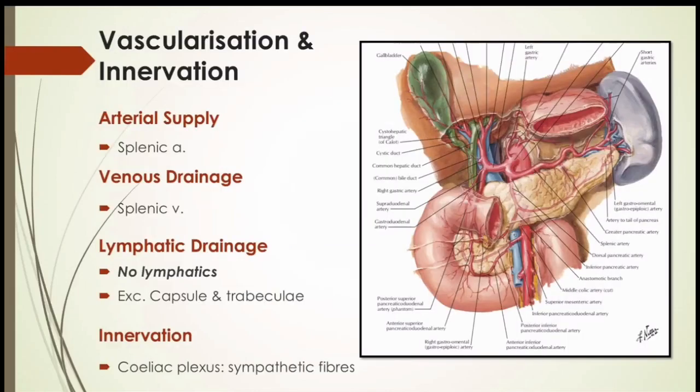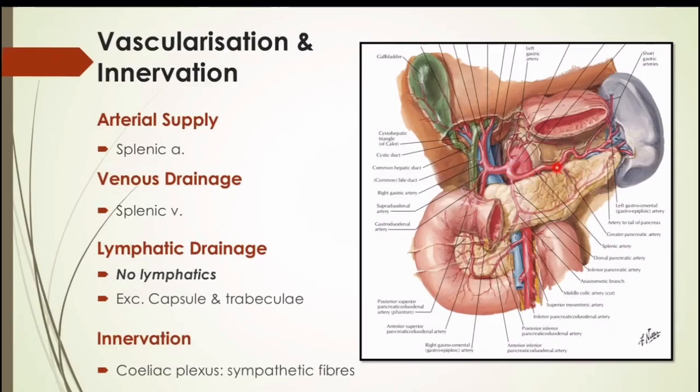Vascularization and innervation. The arterial supply is by the splenic artery. It is a characteristically tortuous artery, which is a branch of the celiac trunk, the artery of the foregut, which you can see here. And the tortuosity helps in instances when the stomach is being distended. So you need to have a certain amount of flexibility here, right?